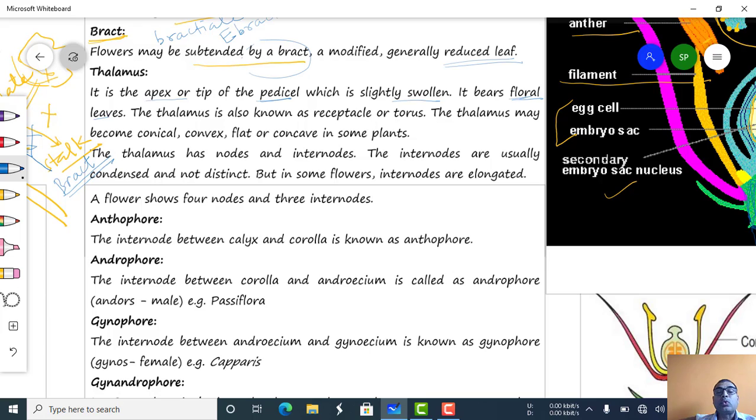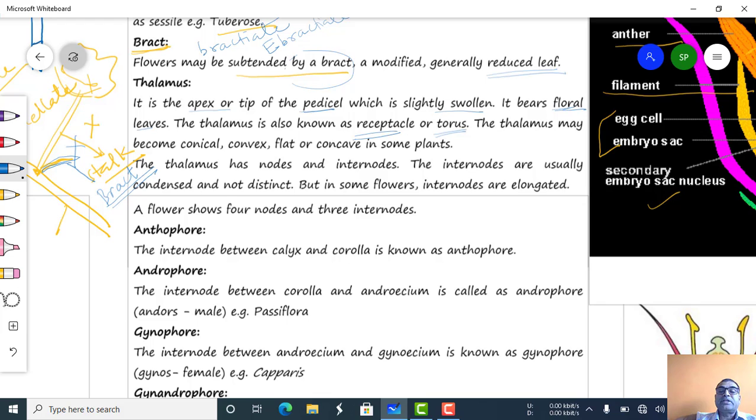Thalamus is also known as a receptacle, or also called a torus. So these are the synonyms of the thalamus. Thalamus may be represented by the receptacle or by means of torus. It may be of different shapes. It may be conical, convex, flat, or concave in different plants.